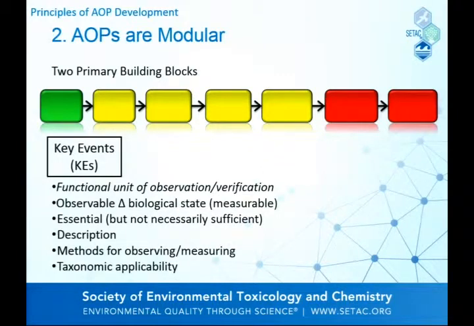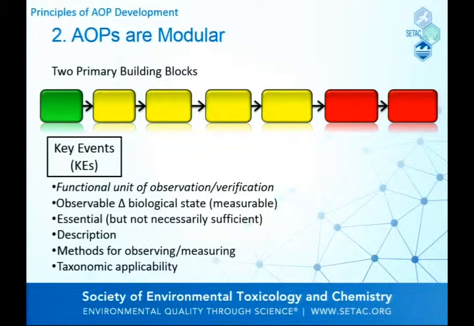So by definition, every key event should be measurable. And every key event should be essential, but not necessarily sufficient. By essential, we mean it has a causal relationship in the pathway such that if you block any one of those key events from happening, you'll prevent the downstream events from happening. Now that's assuming you've just got one AOP that you're working with. Certainly that downstream adverse outcome could happen as a result of a different pathway intersecting with this. But in general, these are causally related, so if you block one of these, you prevent the downstream events from happening.